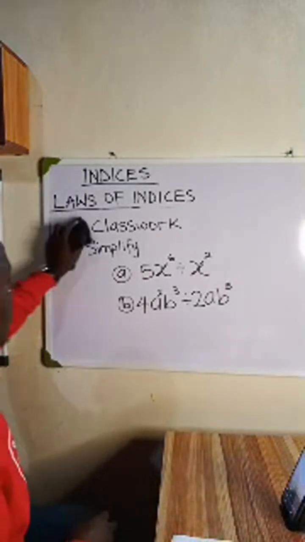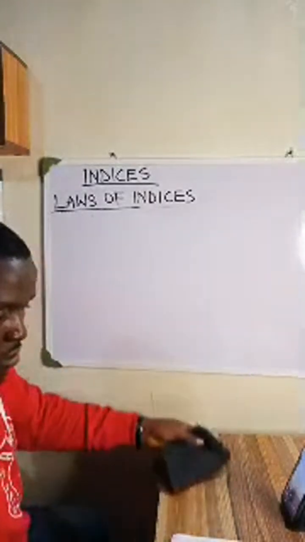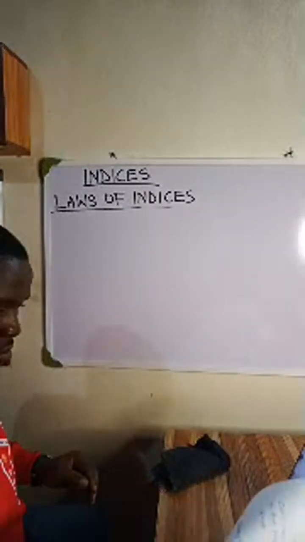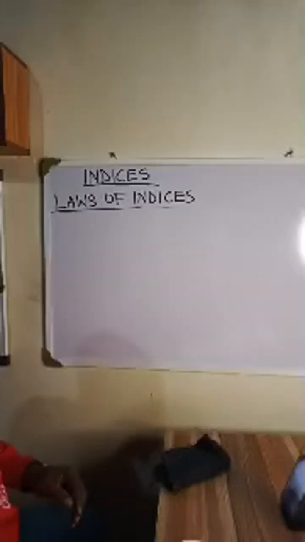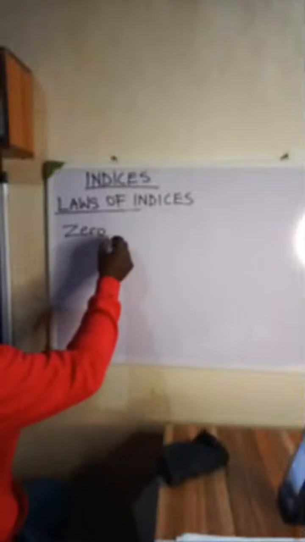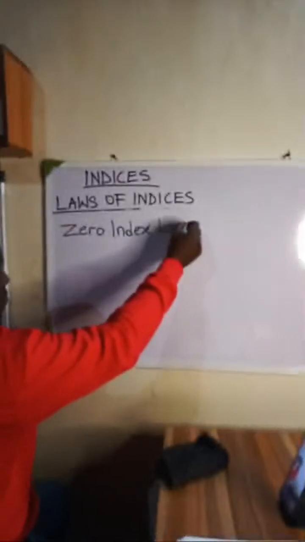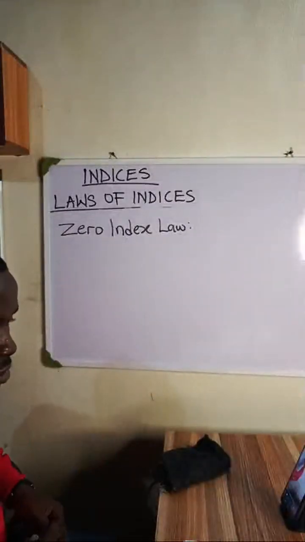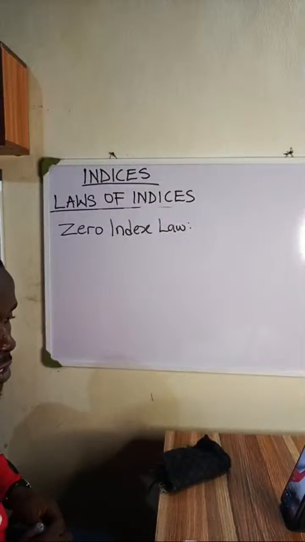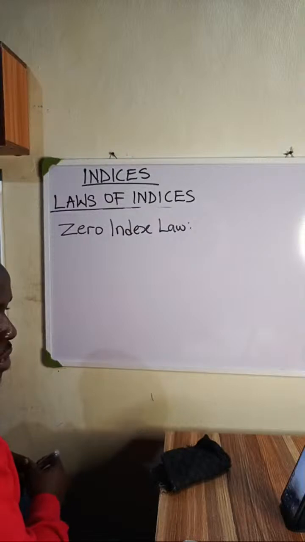Okay, so let's continue. Let's look at the third law for today. This next law is very easy. This next law is the zero index law. This law states that any number that is raised to the power of 0 is equal to 1.